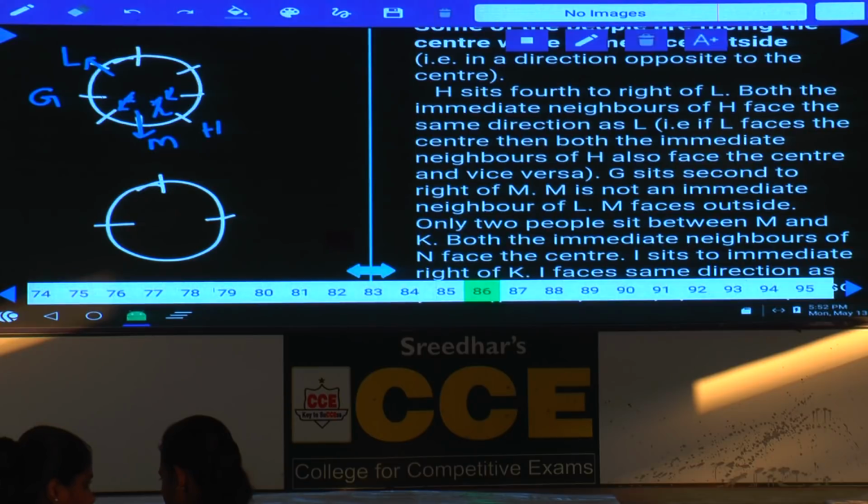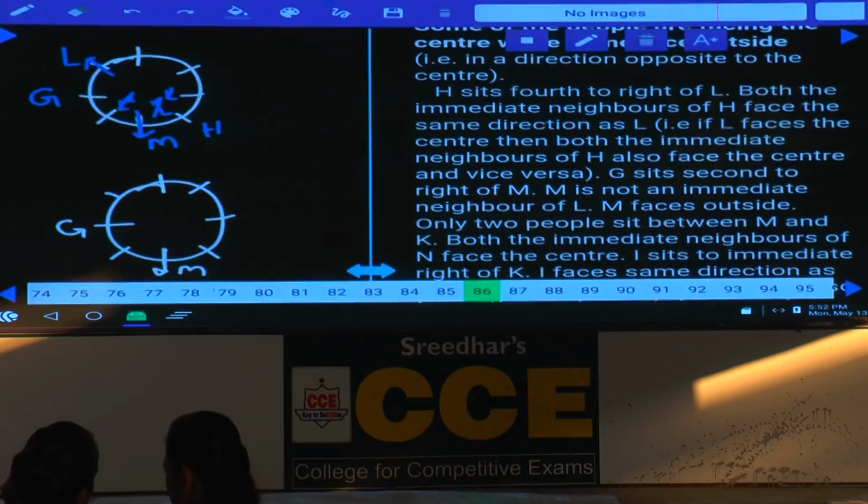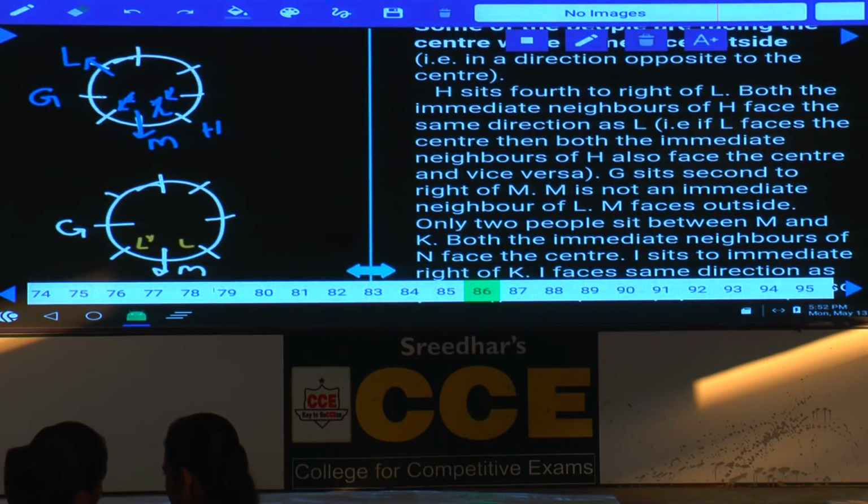Now here, 1, 2, 3, 4, 5, 6, 7, 8. Now M is facing away from the center. Now G sits second to the right of M, isn't it? And M is not an immediate neighbor of L. As M is not an immediate neighbor of L, L cannot be in these 2 places.